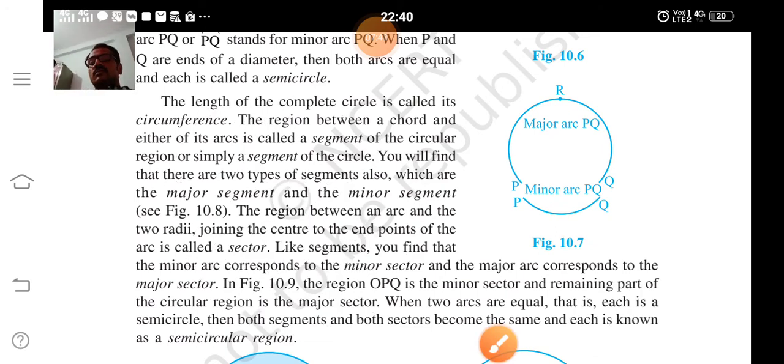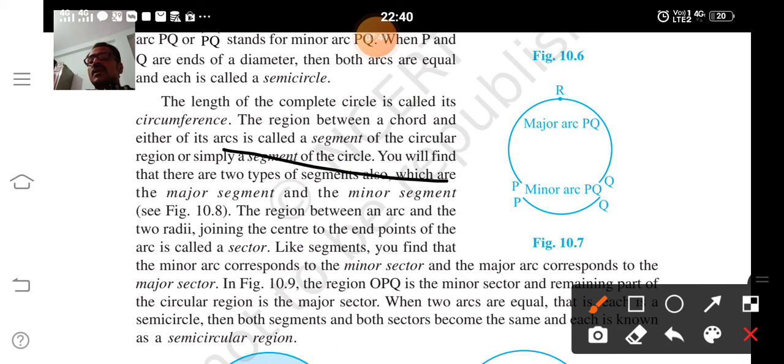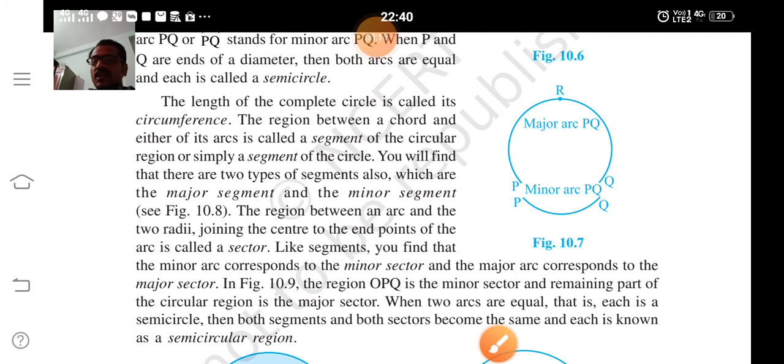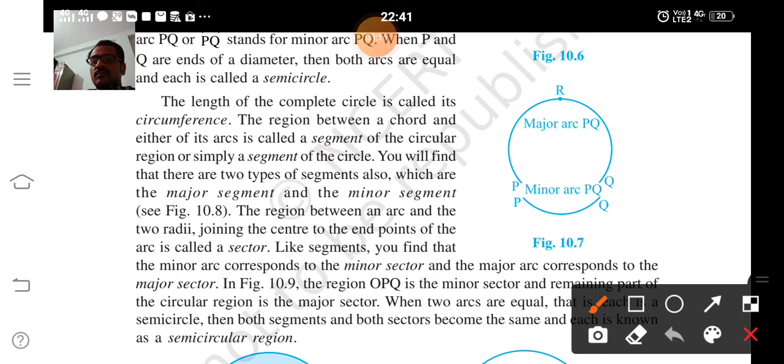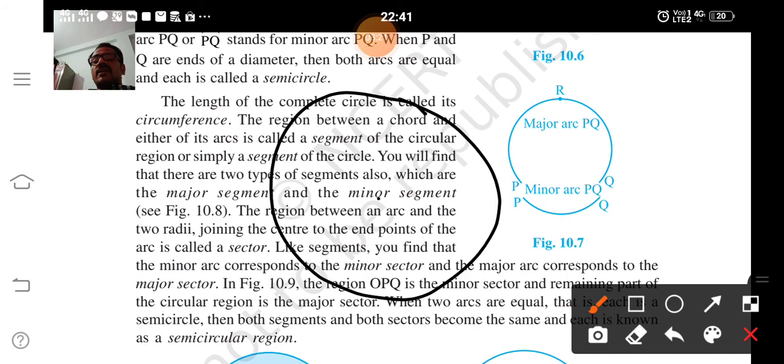Now the region which is formed by the two end points of the diameter is called a semicircular region. Here is the definition. Or this definition we can define in this way.